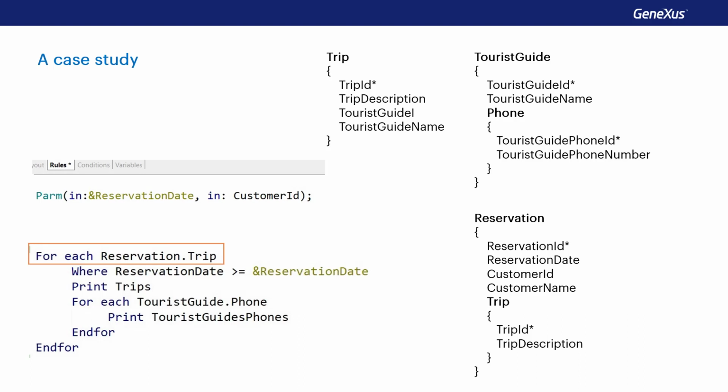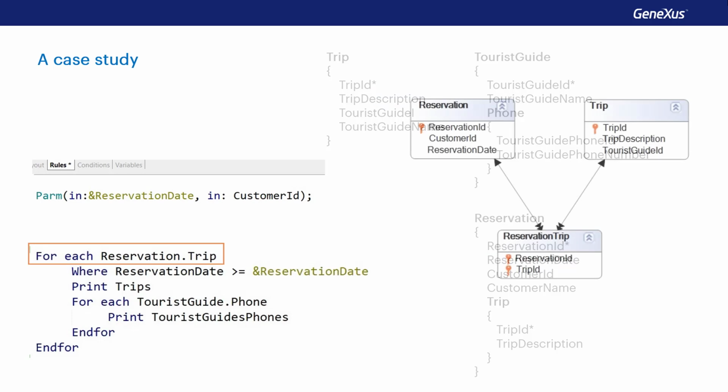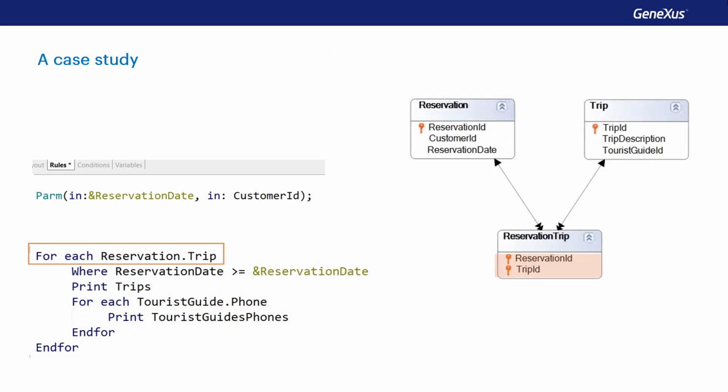The attributes that we must check are those found in the where clause and within the print block named trips, which in this case are the trip description attributes included in trip and reservation date included in reservation. In the table diagram, we can clearly see that from reservation trip, we access a single record of the trip table and a single record of reservation. Therefore, Genexus must access those two tables every time it iterates in the forEach command.